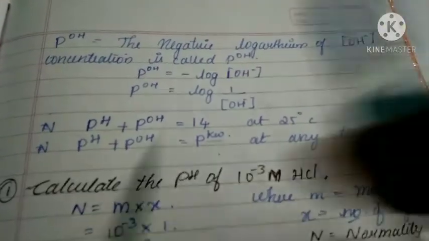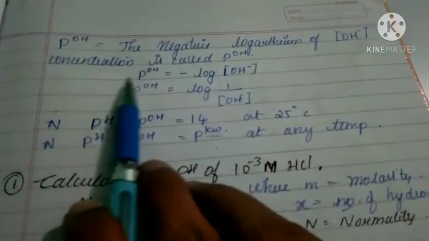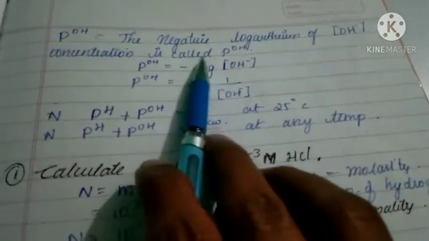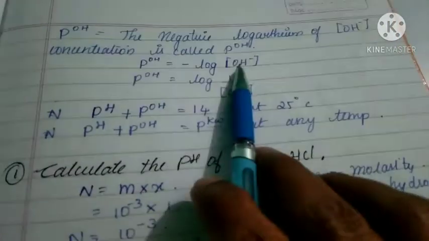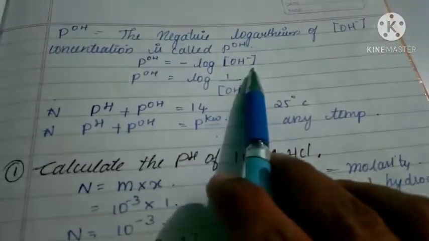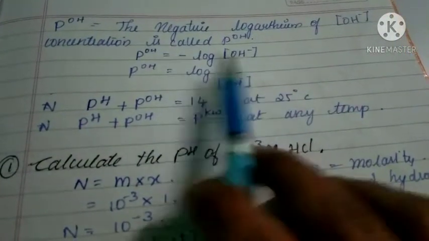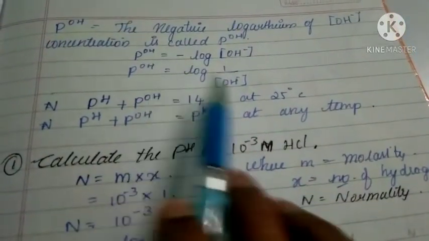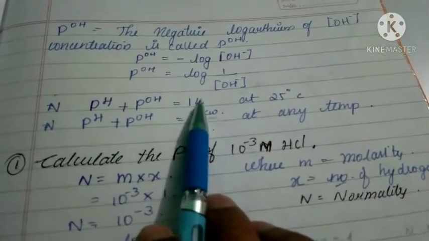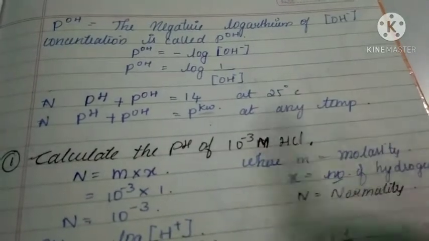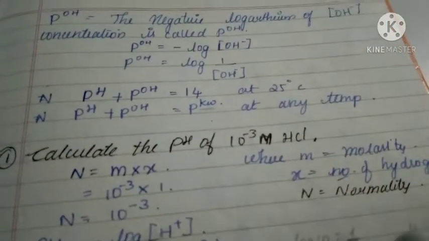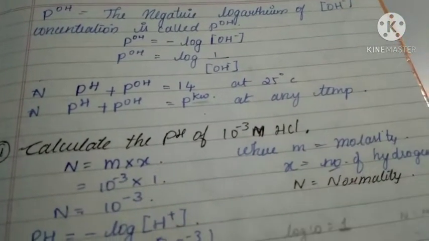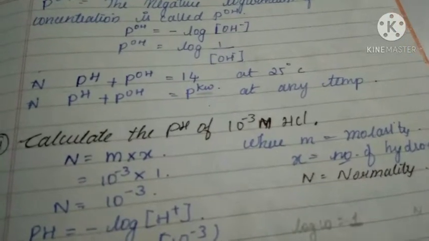Next, similarly, in case of pOH, the negative logarithm of OH minus concentration is called pOH. pOH is equal to minus log OH minus. That means pOH is equal to log of 1 by OH minus. Here also between OH minus and pOH an inverse proportion is there. That means if OH minus concentration increases, pOH decreases. If pOH increases, OH minus concentration decreases. Next point.